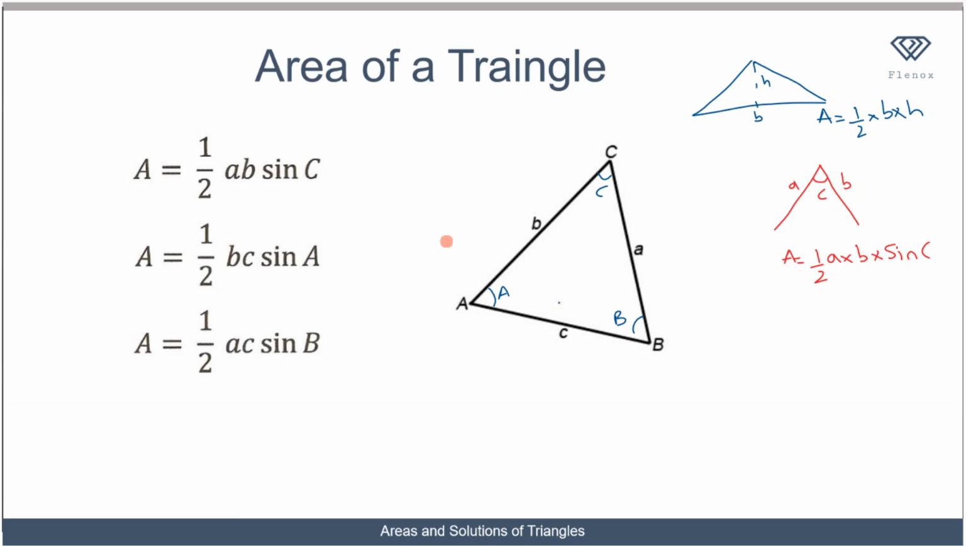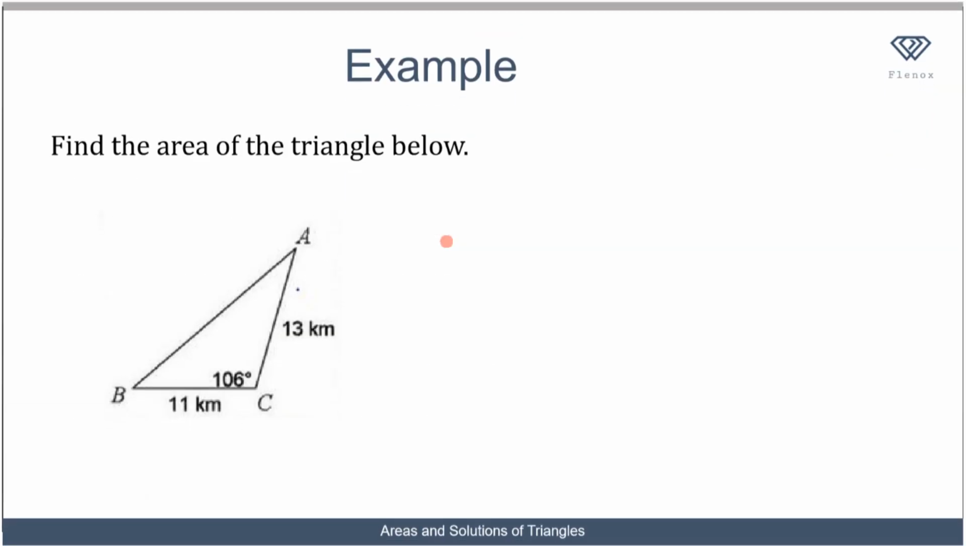So let's look at an example. Here we are told to find the area of the triangle below. First we need to define our convention, and I've said that the side opposite to an angle, we represent this side now as small letter a, we represent this side now as small letter b, and we represent this side as small letter c. So now we know the sides a and b, and we know the angle between them, which is angle C, as 106 degrees.